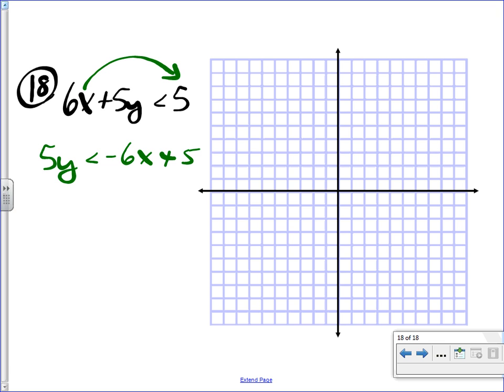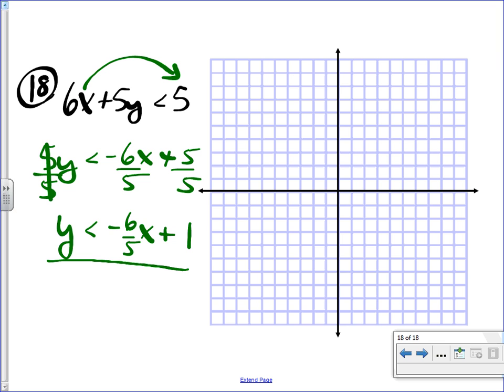But the next thing I'm going to do is come over here and divide by 5. I want y by itself. Negative 6 divided by 5 is a negative 6 over 5. 5 divided by 5 is 1. Now, I do want to remind you guys that sometimes you are going to have to flip your inequality symbol. Do I have to flip it on this? No. Anytime you multiply or divide by a negative number, you will have to flip the sign. We didn't divide or multiply by a negative number, so there was no need for it on this one.